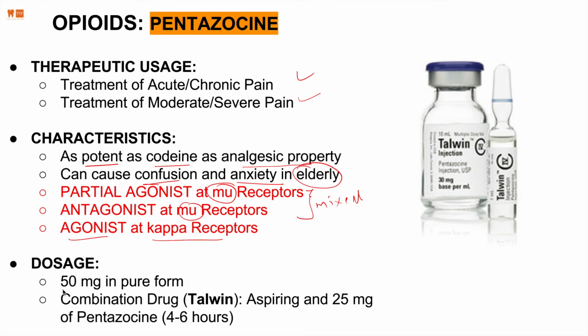In dosages, we got 50 milligrams in pure form. When you combine it with aspirin, so say aspirin and 25 milligrams of pentazocine, we get Talwin. That's the trade name. Duration is 4 to 6 hours.